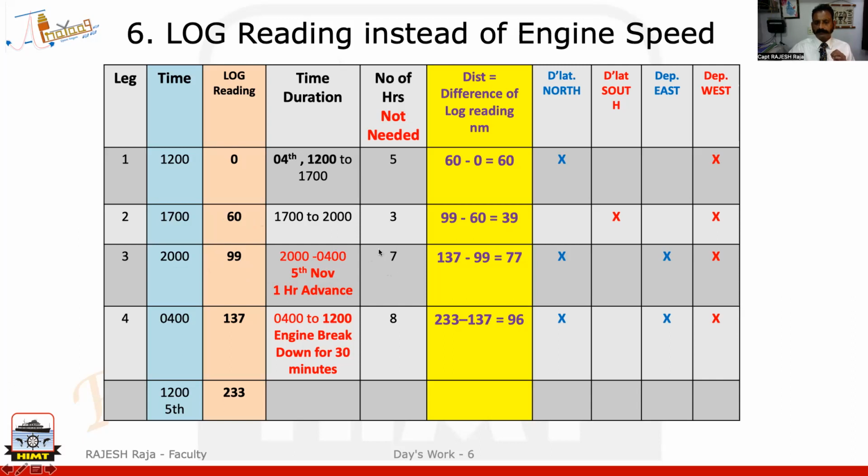But as far as I am concerned for log reading, it doesn't matter if you advance or retard. It'll just show you what you have done. When you're driving a car, it doesn't matter what you're doing with your clocks. It'll just show you what you have done. So exactly the same way, 137 minus 99. So 77 is fixed. Do not bother about advance and retard.